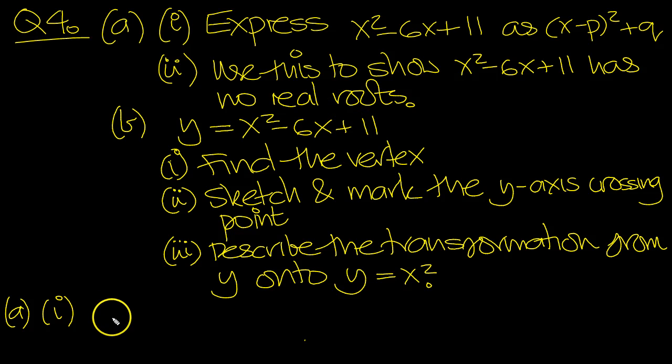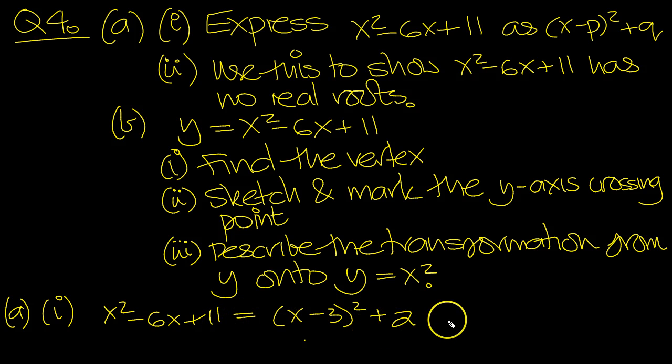Okay, so x squared minus 6x plus 11 then. Let's halve this and write this as x minus 3 squared. Now this will give us x squared minus the 6x when we expand this bracket, plus 9. And we've got 11, so we need 2 more, don't we? So that's that. And then p is 3, and we can see that q equals 2.